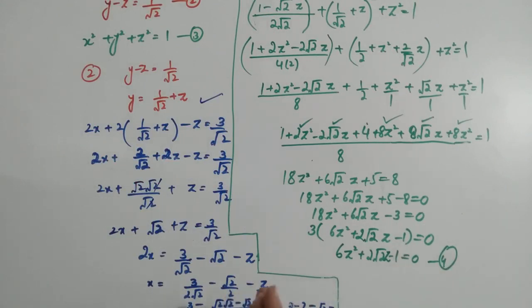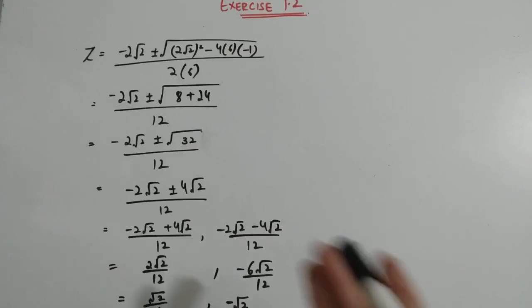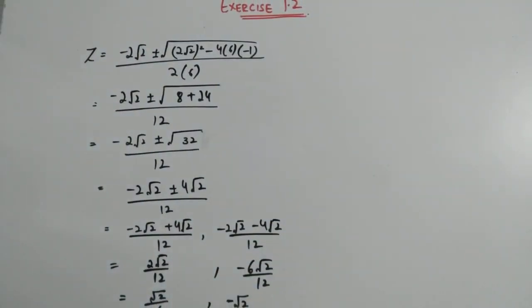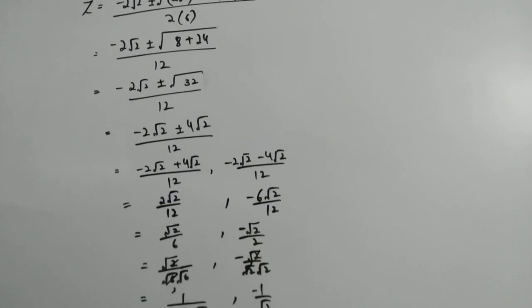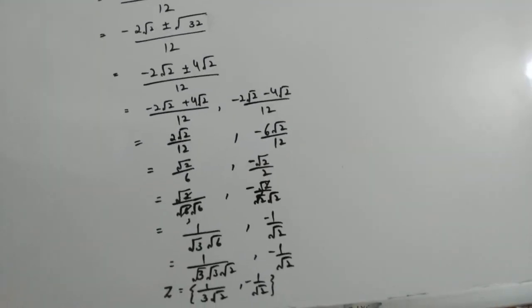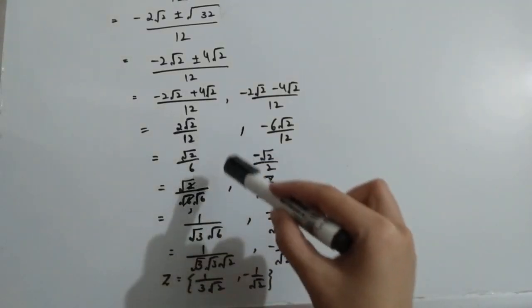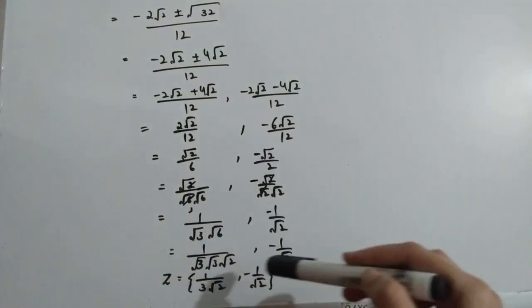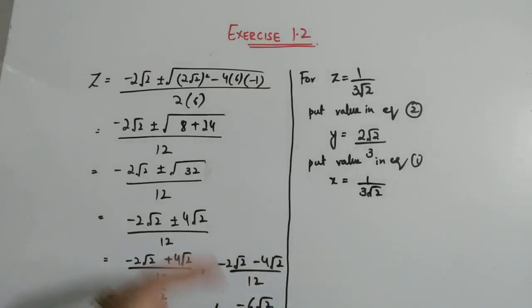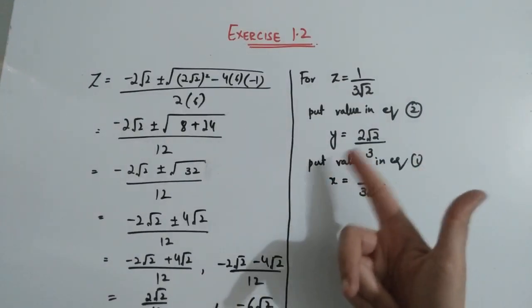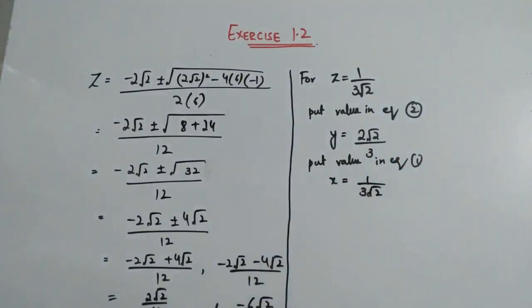Now putting these values in the quadratic formula and finding the value of z. So putting the values of the coefficients in the quadratic formula and solving it, you can find the answer in simplified form like this. You can see the solution or any steps. Now putting the first value of z in equation number 2, you will find the value of y, and in equation number 1 this will lead to the value of x.